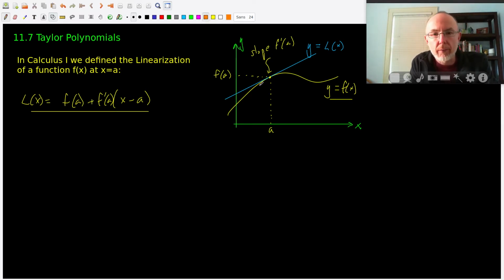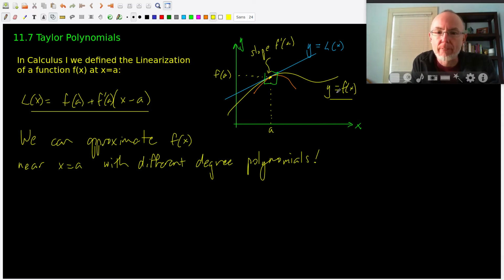What we're going to do is, instead of thinking about just the straight line that approximates this yellow curve near the point a, f of a, imagine I could also fit a parabola that was really close to that curve. So that parabola might be a better approximation than the straight line, right? Certainly when I get away from the curve, the parabola is not going to approximate it, but close enough to that point, a parabola might be a better approximation. Or a cubic might be a better approximation, or a fourth degree polynomial. So we can approximate the function f near the point we're looking at with different degree polynomials.